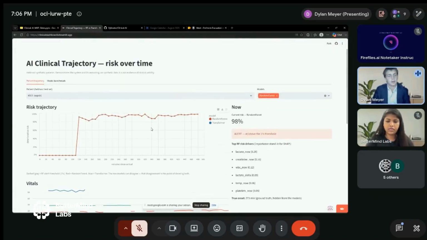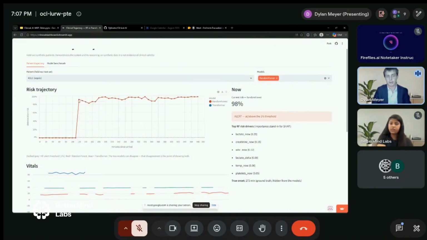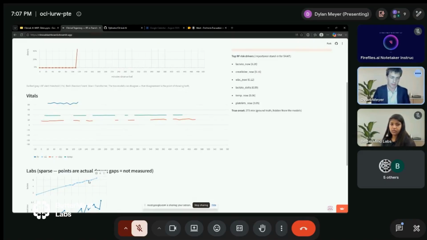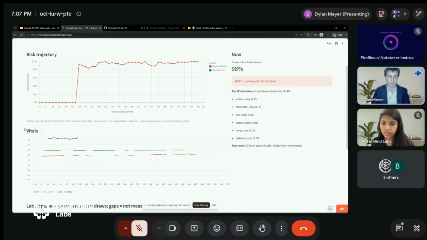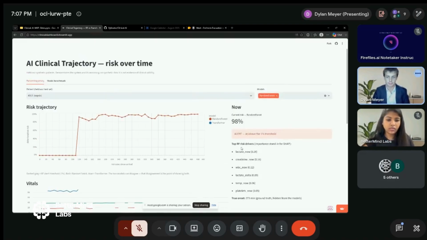So here's the app. Right here, you can see the risk trajectory. You have all these patients that were synthetically generated. These are synthetically generated vitals and labs right here, all things that doctors take on a person to figure out what's going on. Here you can see where the model is predicting. It jumps from 0 to 91 based off of these risk drivers on the right. It used these things to predict that somebody is going to start deteriorating from sepsis and start dying.